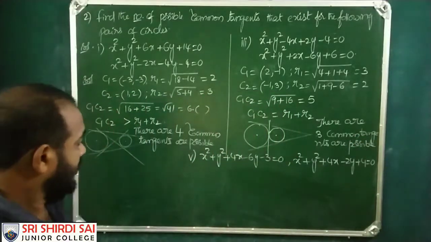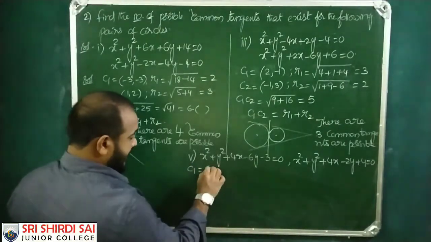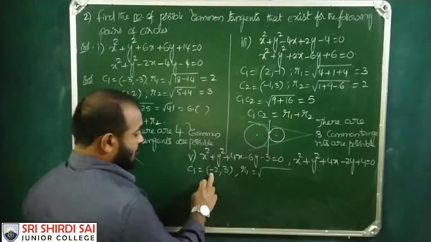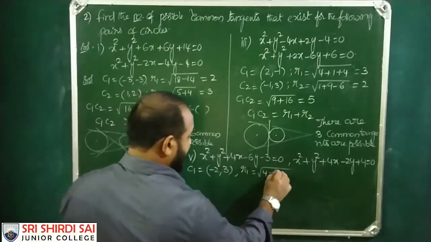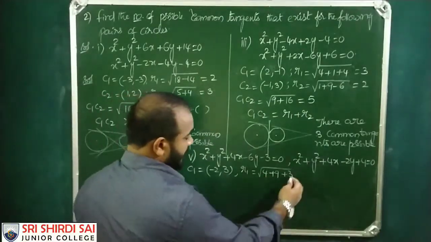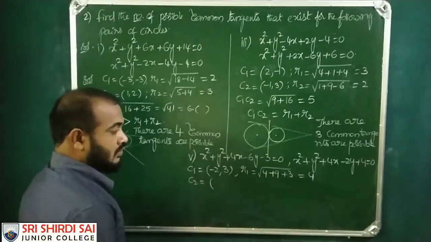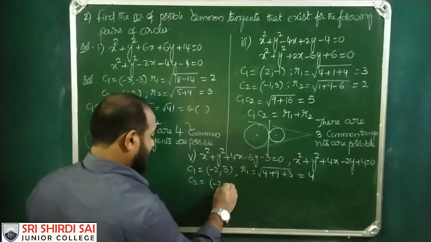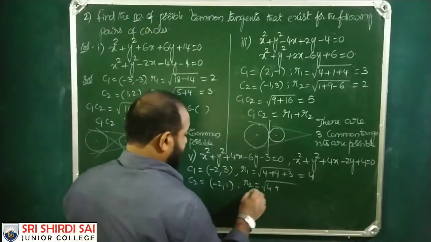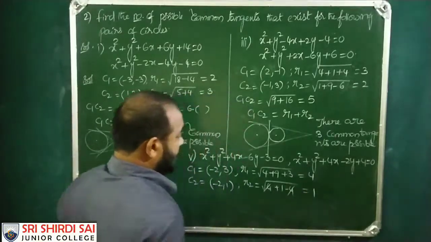Now the fifth question: C1 is equal to (-2, 3). Radius R1 is the square root of 4 + 9 + 3, 13 + 3, root 16, which is 4. C2 is equal to (-2, 1). R2 is equal to the square root of 4 + 1 - 4. So 4 gets cancelled. This is 1.